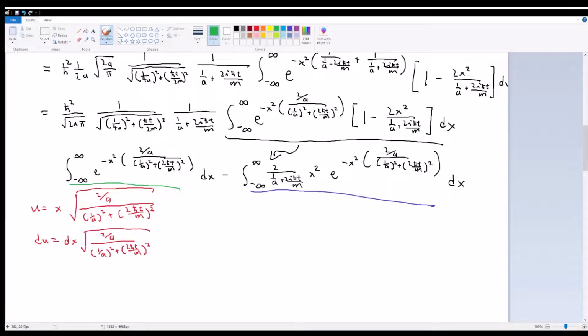So what's the green one going to equal? We're going to get the integral from negative infinity to infinity of e to the negative u squared times du, times the square root of 1 over a squared plus 2h bar t over m squared, all divided by 2 over a, because we take the reciprocal of this. And this is going to give us just the square root of pi times the square root of 1 over a squared plus 2h bar t over m squared, all divided by 2 over a.